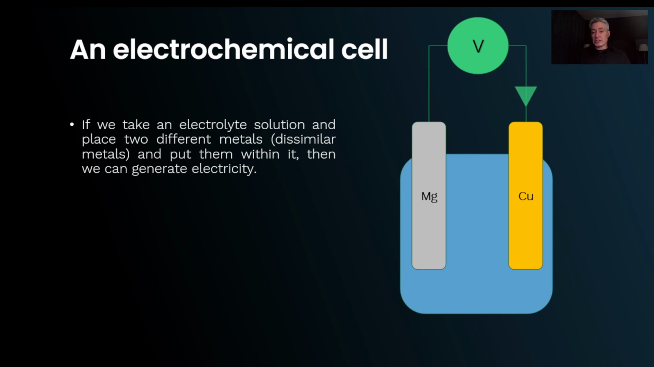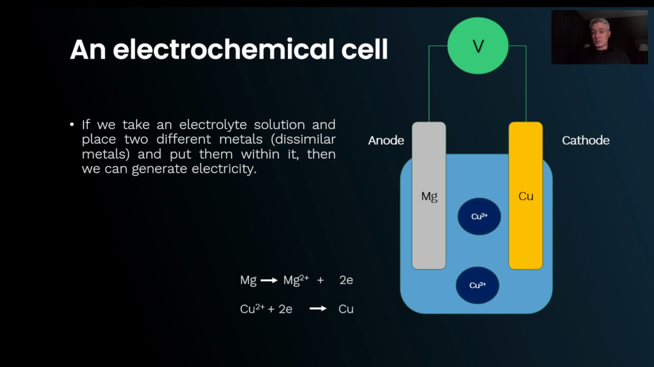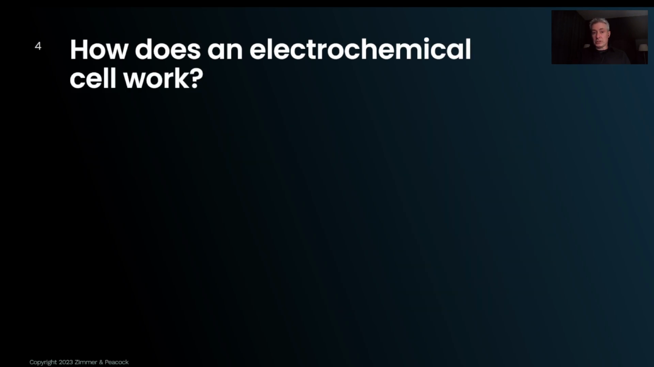Now, what's actually happening is we've got the magnesium in this particular case essentially passing electrons to the copper. So the magnesium is being oxidized. We have magnesium metal going to magnesium 2+, and it's releasing electrons. And then in the solution, we've got copper ions, which react with the electrons and give us copper metal. So we call that the cathode.